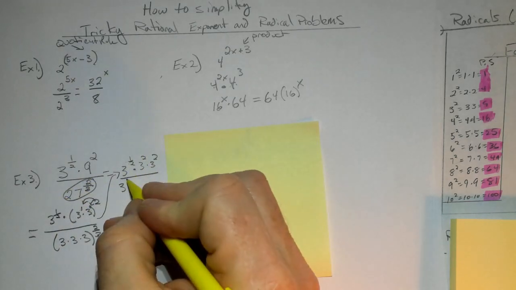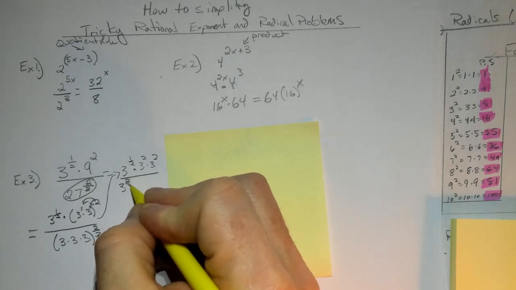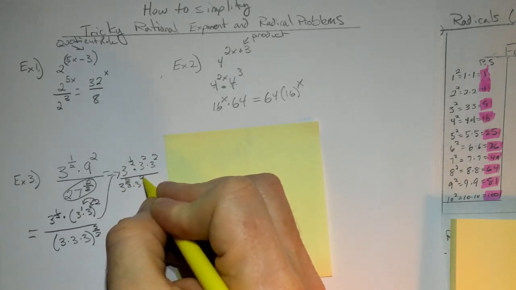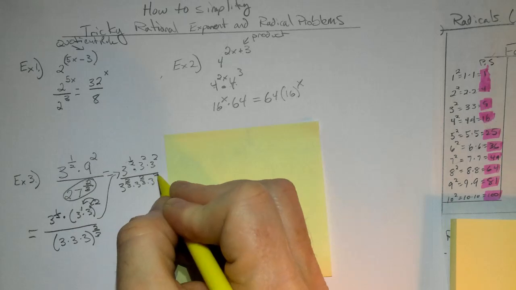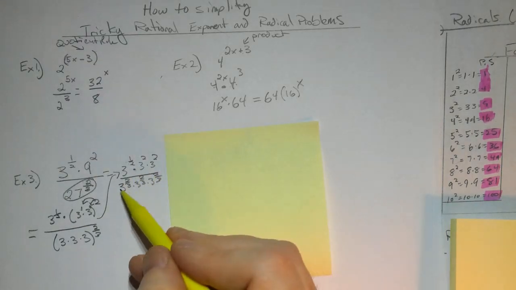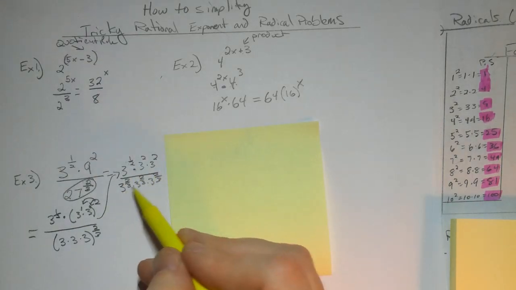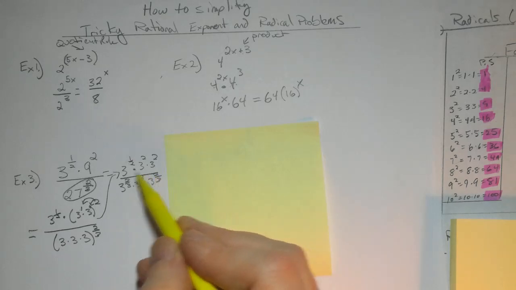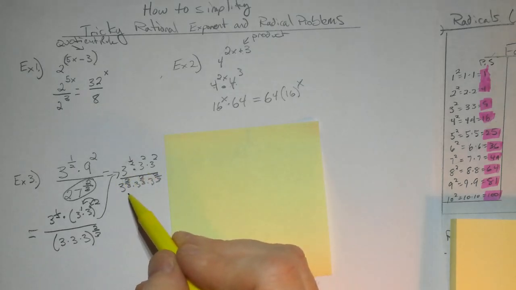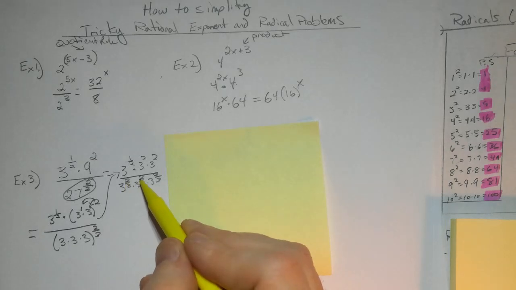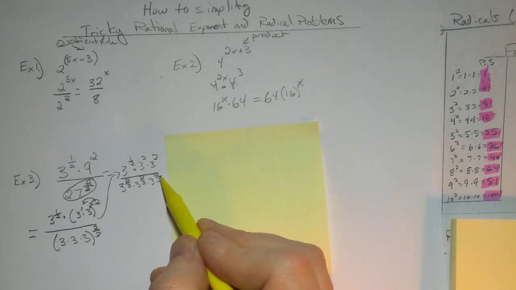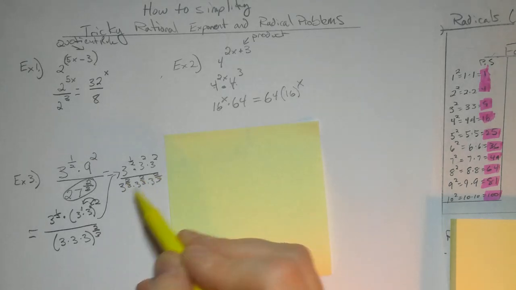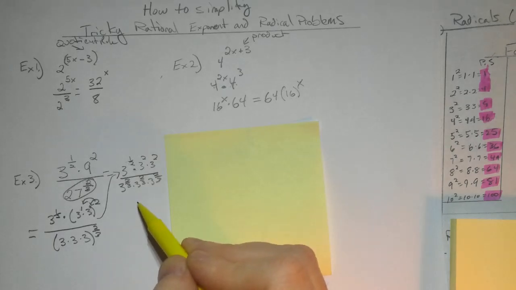So I would have 3 to the 2/3 times 3 to the 2/3 times 3 to the 2/3, right? And of course, when we multiply them, we would just add the exponents, right? So we'd have 2/3 plus 2/3 plus 2/3, which would give us 6/3, which is just 3 squared, right?